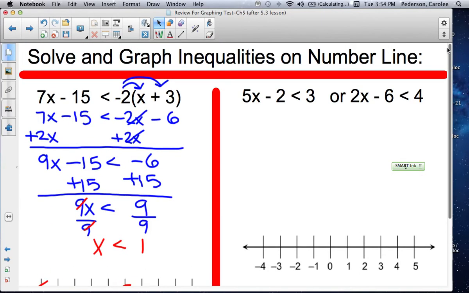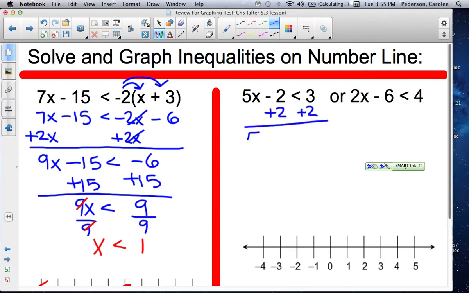Alright, this is a compound inequality where we have two inequalities going on in one problem. So let's start with the left inequality. We're going to solve that for x. So we'll add 2 to both sides. So we have 5x is less than 3 plus 2 is 5.